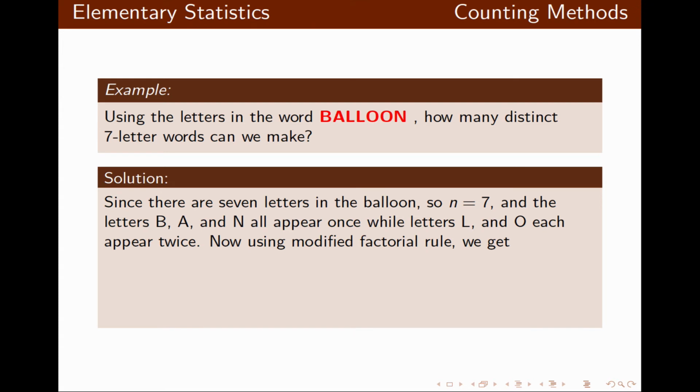So now, using the modified factorial rule, we get 7 factorial for the total number of letters, divided by each letter's count factorial, meaning how many times they appear. And we're going to simplify this like we did earlier. And the answer is 1,260 different words.